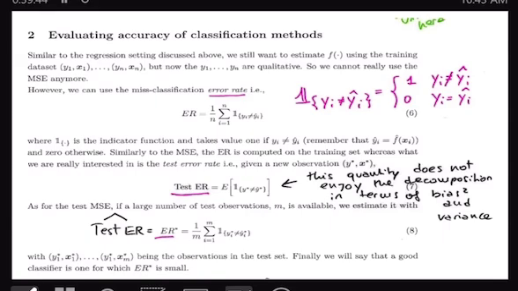But what we actually want is striking a balance. We want to have a low variance. We also want low bias. That's what that is.